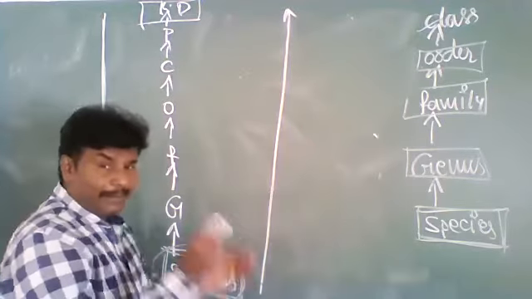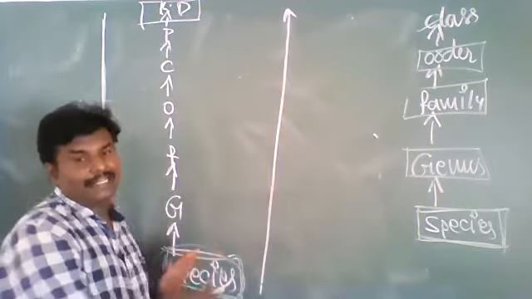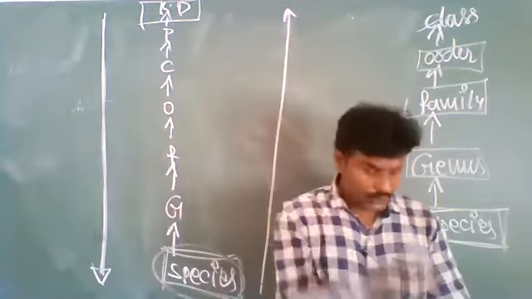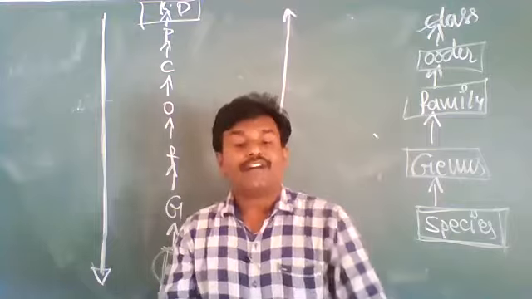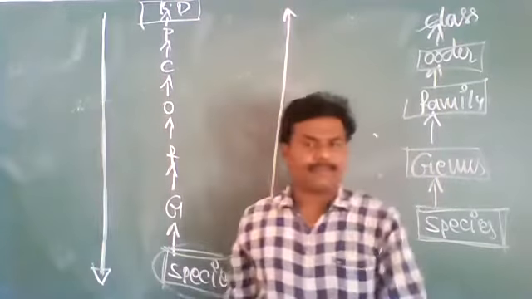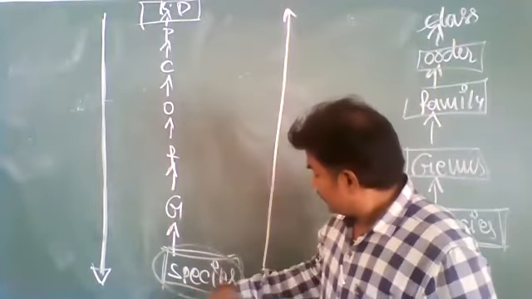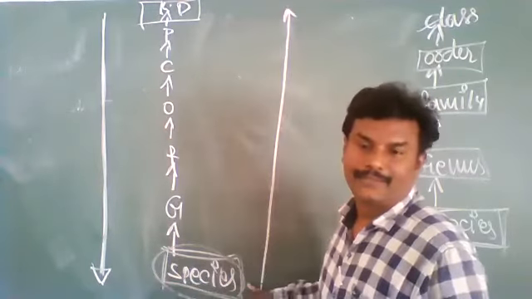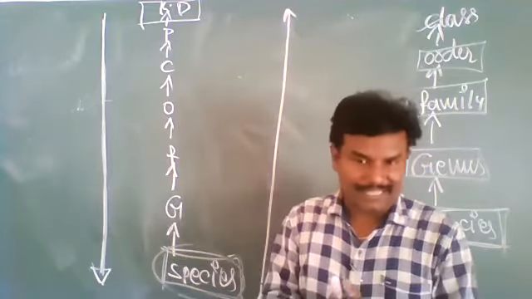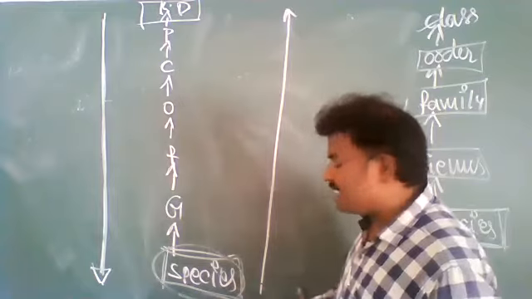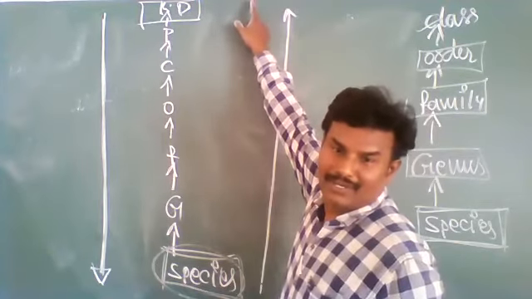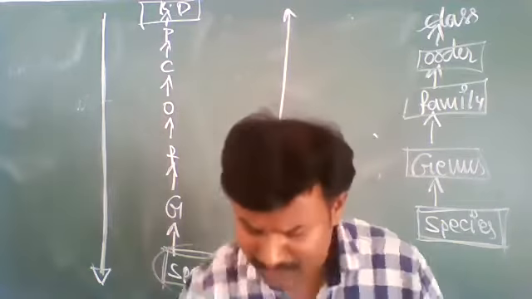Next, here the number of similar characters are more. When I gave the species definition, I used one word: it refers to organisms that resemble each other and freely interbreed. That's why it is called species. Species means closely resembling each other. Whatever living organisms are there, those are not resembling kingdom organisms. Okay, that is one.